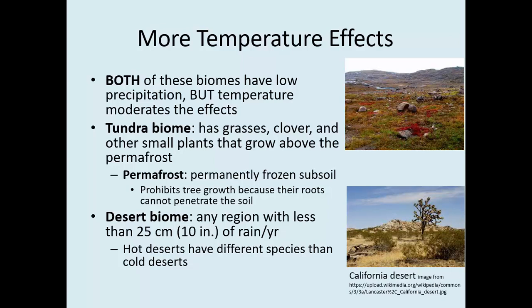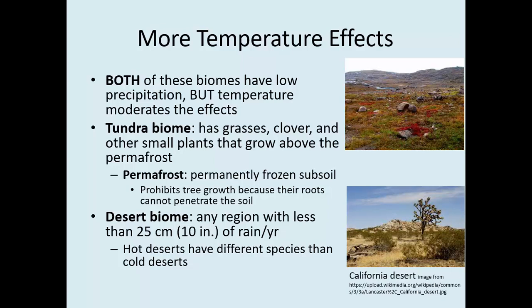Okay, so another example, if we're talking about the low precipitation levels, if we compare two biomes that have low precipitation, that would be the tundra biome and the desert biome. Tundra biomes, we said, have grass, clover, and other small plants that can grow on permafrost. And again, permafrost is soil that stays frozen year-round. It typically has a couple inches at the very top of the soil profile where the soil does thaw out in the summer. And because the soil that's thawed is so shallow, trees really can't get established in permafrost.